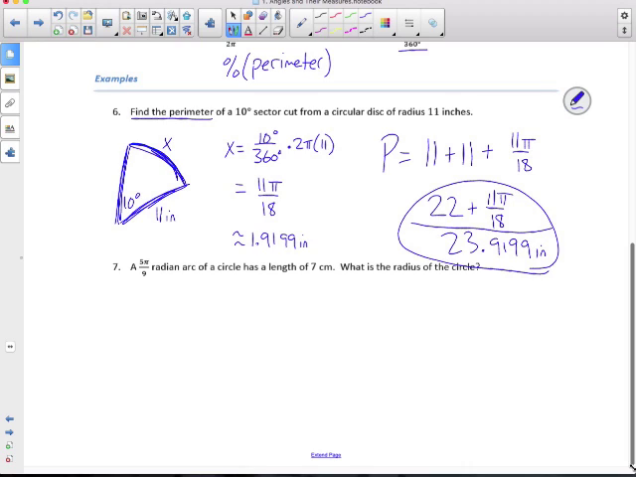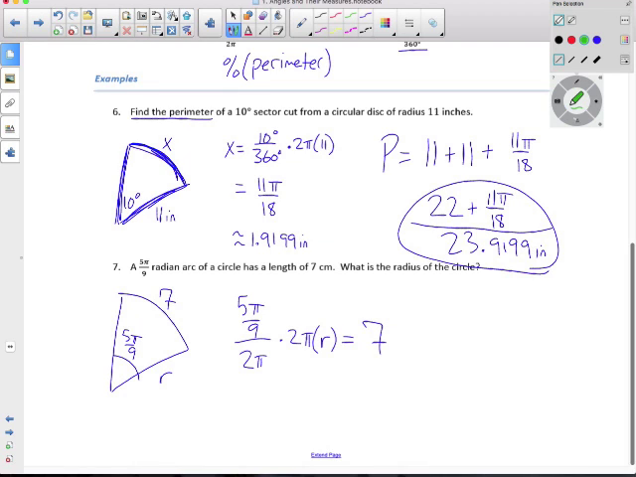Another example of this, we have a 5 pi over 9 radian arc of a circle has a length of 7 centimeters. Okay, so here's my angle measurement, 5 pi over 9. The arc itself has a length of 7. I'm trying to decide what the radius must be. Okay, so setting up my formula, I have the part of the circle out of the entire circle times the radius, which I don't know what r is yet. I know that this has to equal 7.